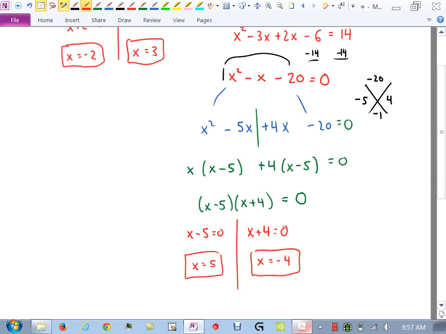Please don't get burned on that problem, all right? We'll do one more of these solving problems, and then we'll start the review. I mean, this is part of the review already, all right?